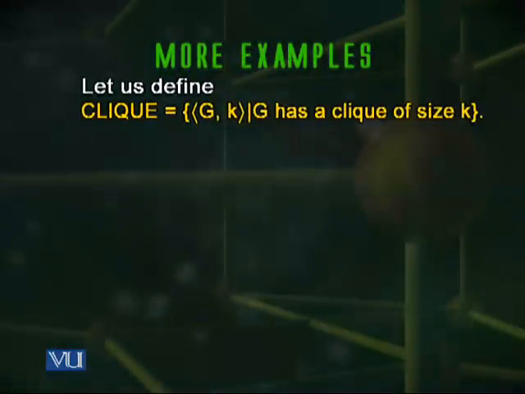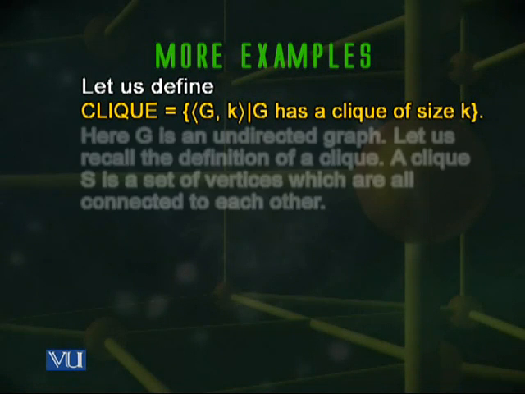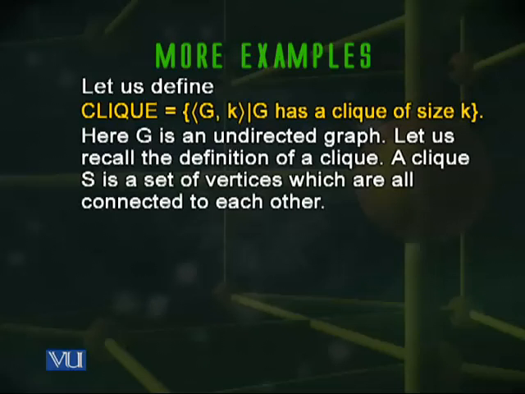Let us define CLIQUE to be the set of all pairs ⟨G, K⟩, where G is going to be an undirected graph and the graph has to have a clique of size K. So the input to this problem is a graph and a number K, and the question is, does this graph G have a clique of size K? Well, in order for us to understand this problem completely, what we have to do is first recall what a clique in a graph is.